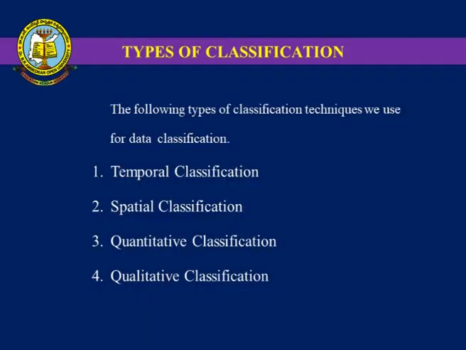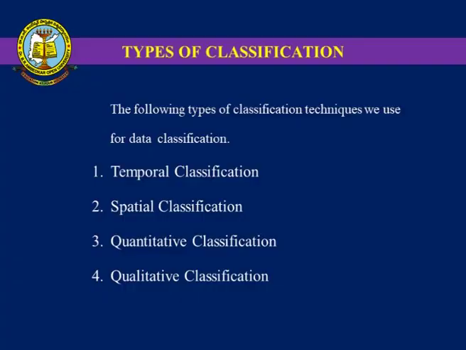Now, we have different types of classifications. The following types of classification techniques we use for data classification. Basically, we have 4 types of classifications. First one is temporal classification, second one is spatial classification, third one is quantitative classification, and fourth one is qualitative classification. Let us discuss clearly one by one.